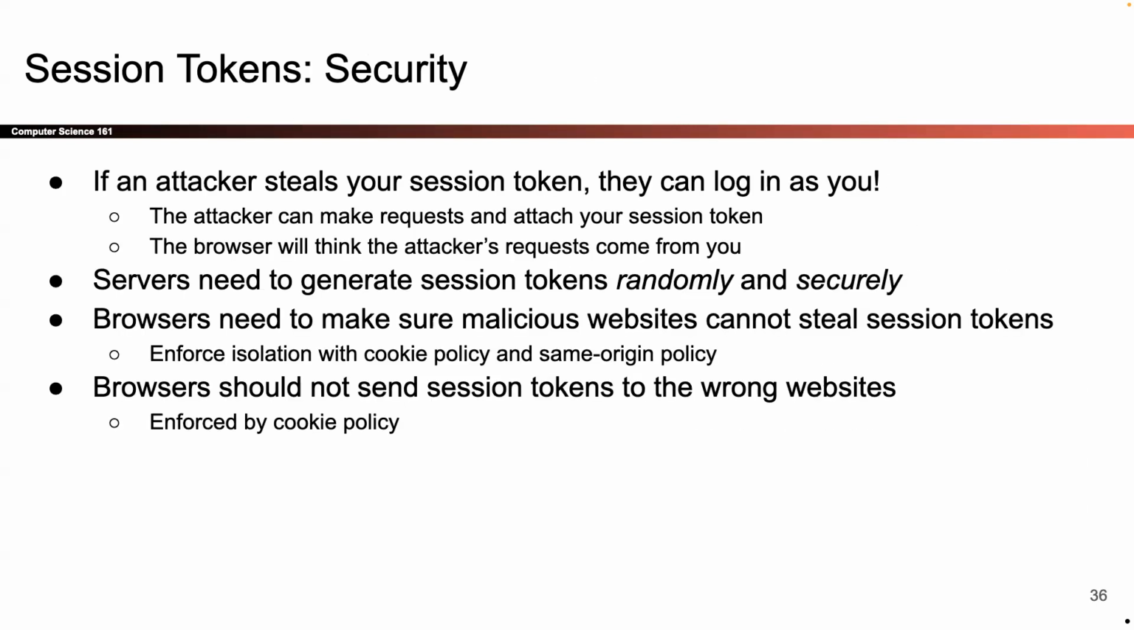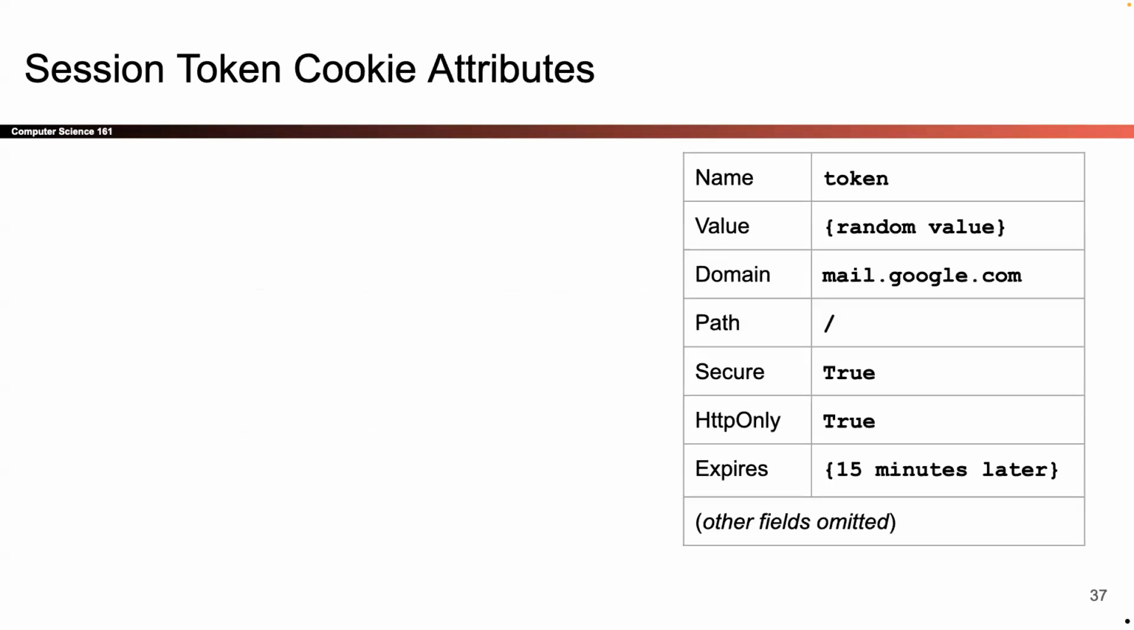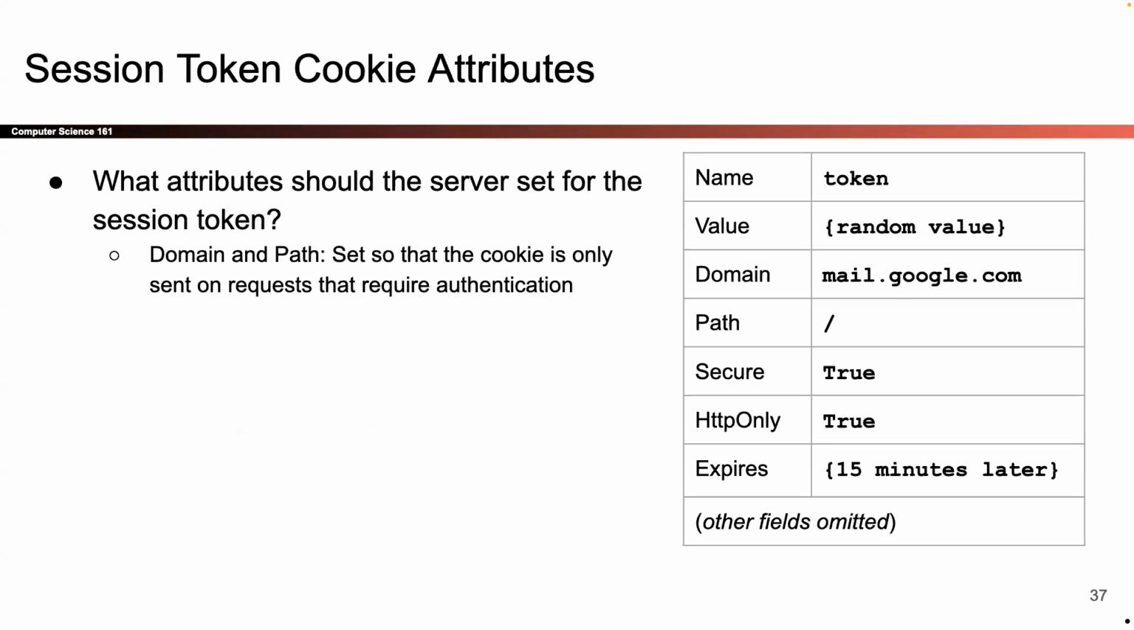Okay, so how do we build one of these session token cookies? We know these are the fields of the cookie value. They can be filled in with basically anything you want subject to the cookie rules. So here's an example of what you might want to set. So name and value seems reasonable. Maybe call it token. You can call it session token. We call it whatever you want.